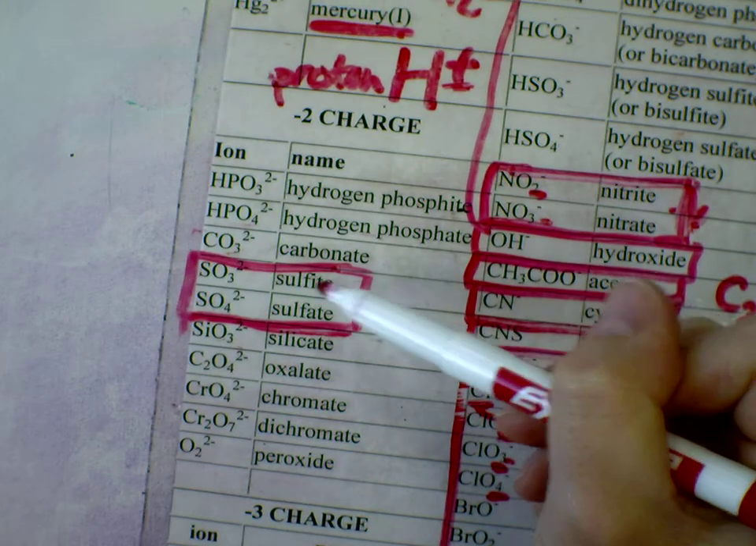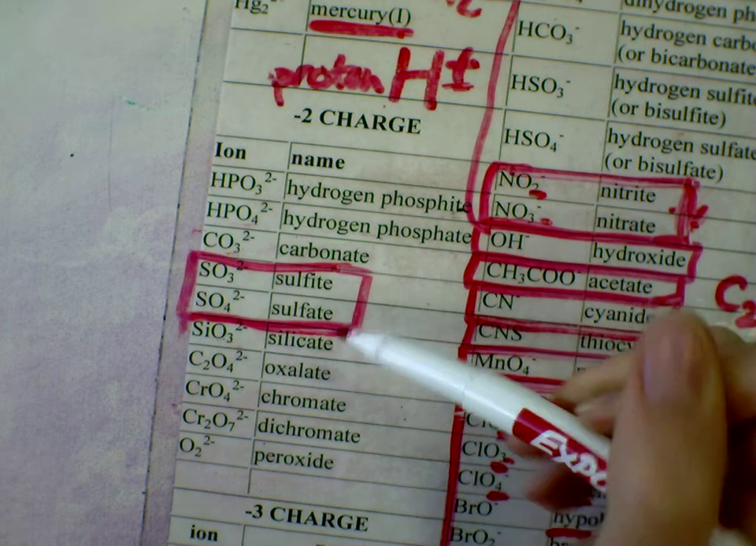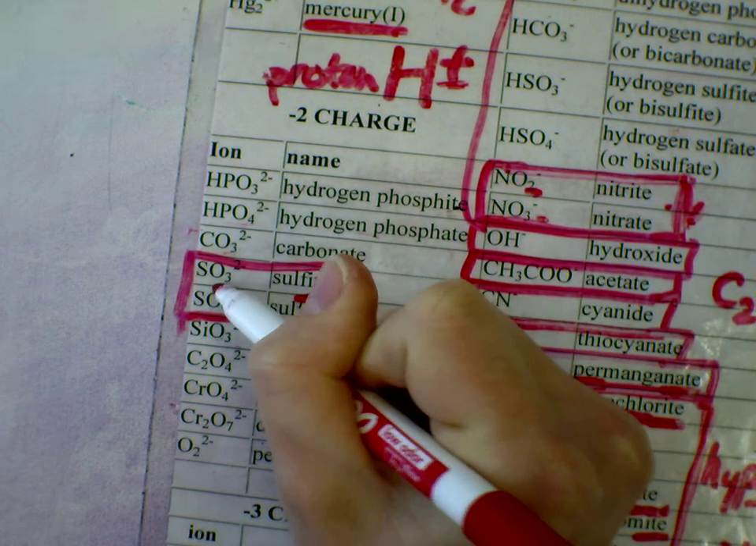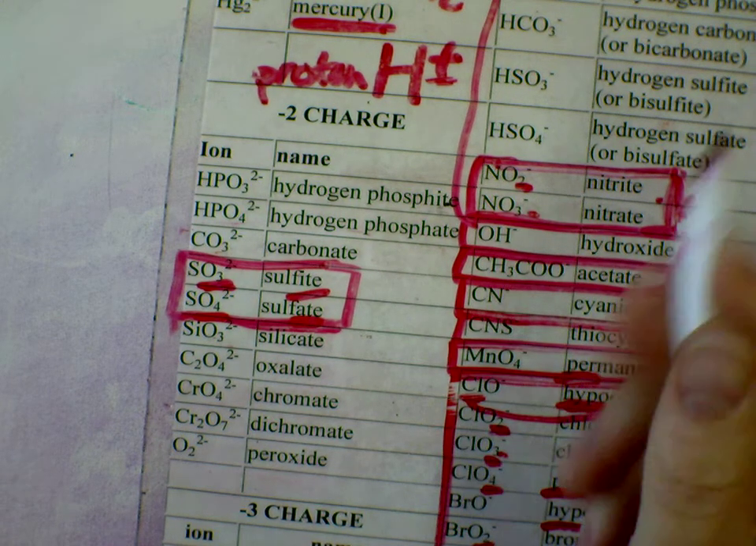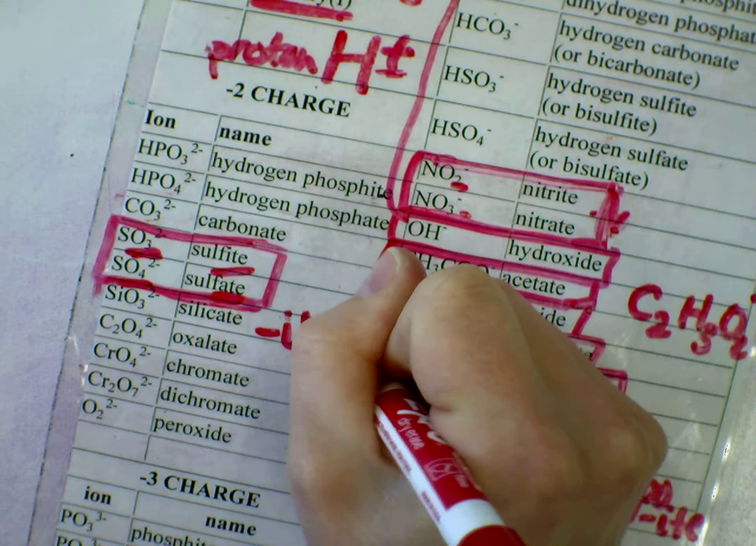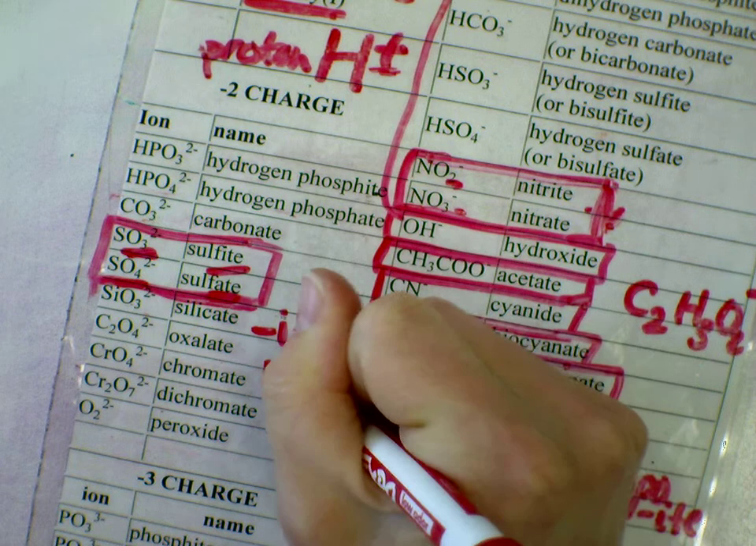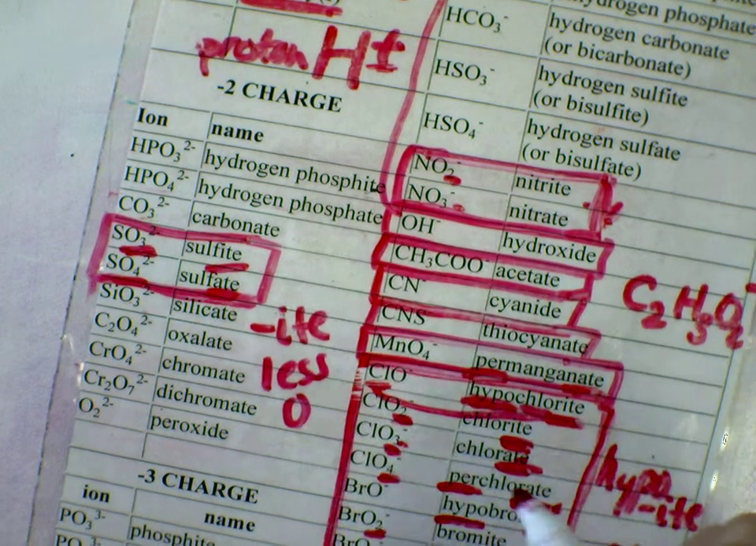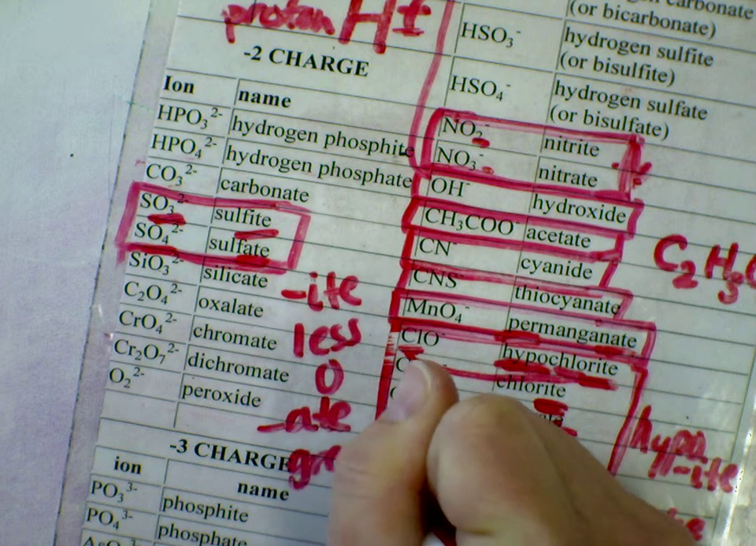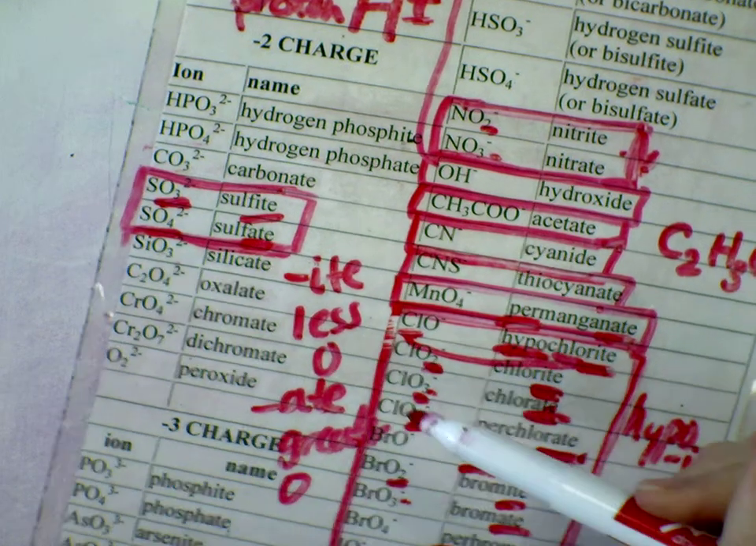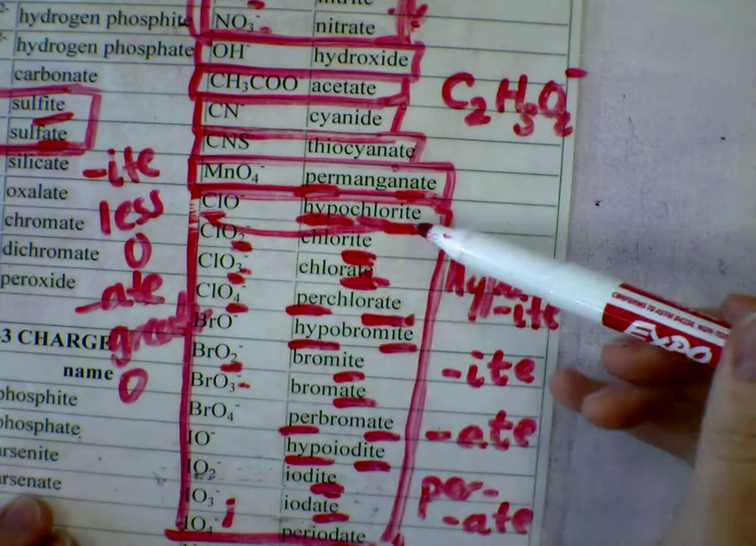So we have sulfite and sulfate. In this case, the -ite goes with 3 oxygens, -ate goes with 4. The -ite always has the fewer oxygens. The -ate is always the greater number of oxygens. Okay, so that should make sense from here.